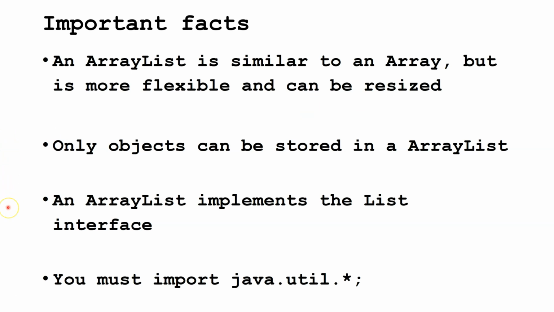An array list implements the List interface, and you must import the correct packages before using it. The packages are java.util.ArrayList and java.util.List. However, it's probably easier to just import java.util.*.